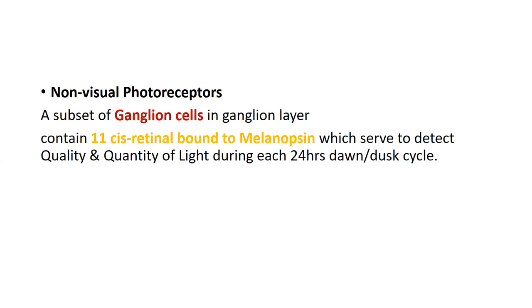So next come the non-visual photoreceptors. So basically, what are the non-visual photoreceptors? As I showed you, a subset of ganglion cells in the ganglion cell layer contains a chemical, 11-cis retinal, bound to melanopsin, which serves to detect the quality and quantity of light during each 24-hour diurnal cycle.